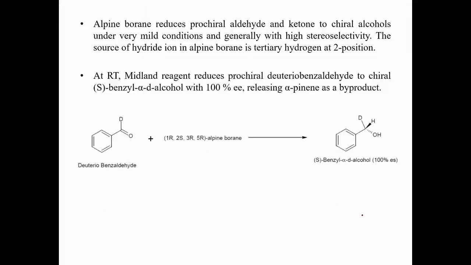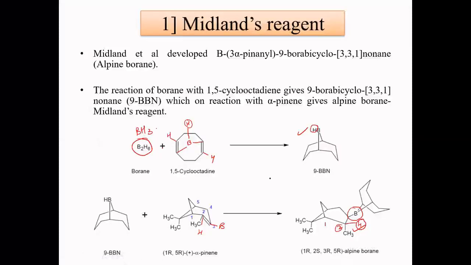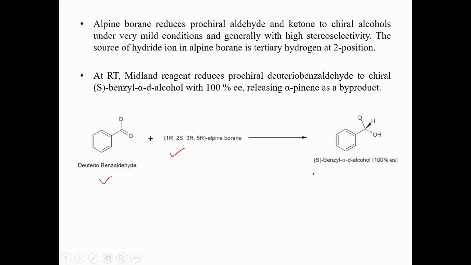Okay, अब ये example देखो. यहाँ पे हमने क्या किया, हमने लिया है deuteriobenzaldehyde. This deuteriobenzaldehyde we have allowed it to react with alpine borane. Alpine borane is your this reagent. हमने ये reducing agent use किया, and now the attack will take place from the top phase or the bottom phase. It is completely decided by the stereochemistry of this alpine borane.